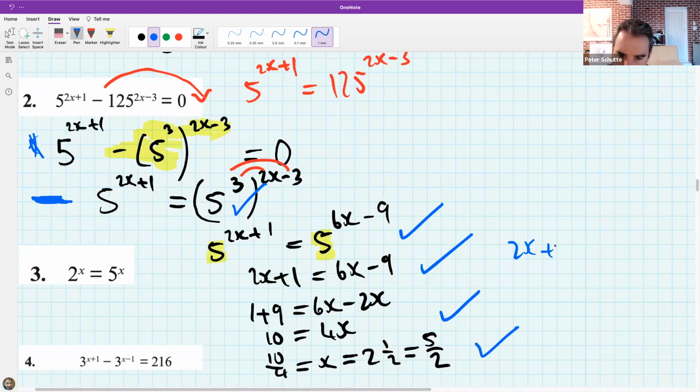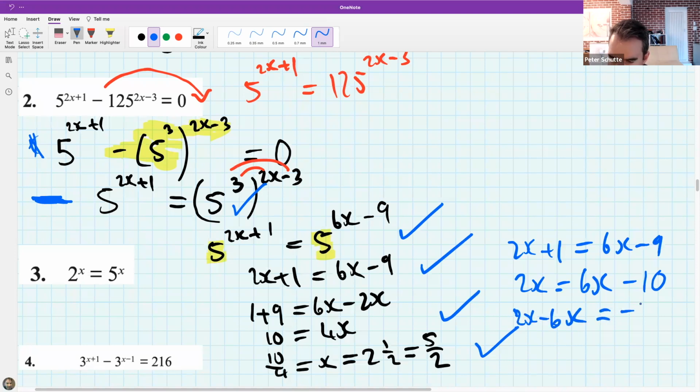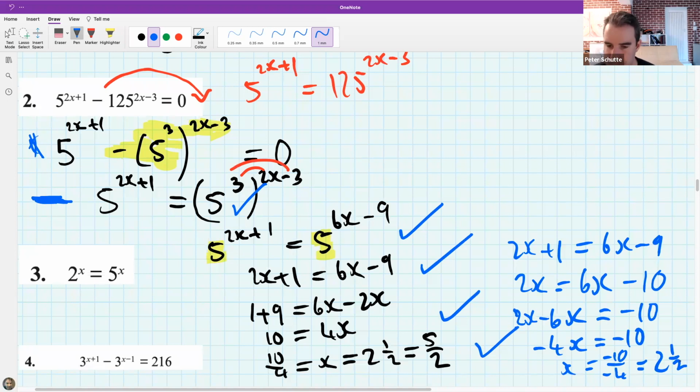So 2x plus 1 equals 6x minus 9. And you're saying you get minus 10 like that. And then you get 2x minus 6x is minus 10. So you get minus 4x is minus 10. But then you still get minus over a minus, which gives you a plus. So you're fine. Same answer. My question is, so it doesn't have to be exactly like this, the layout, as long as you got the same answer? Yeah.